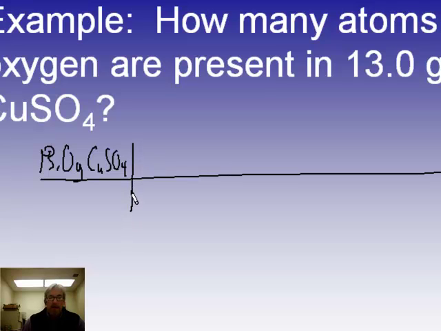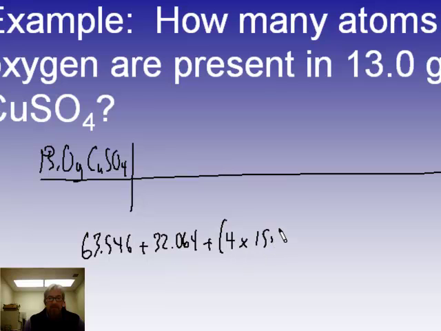I'm going to have to change this into moles before I can do anything, so I'll find the molar mass of copper sulfate. That means 1 copper, 1 sulfur, and 4 oxygens all added together. Copper is 63.546 times 1, plus sulfur 32.064 times 1, plus for the oxygen I'm going to have 4 moles times 15.999 grams for every mole. When I add this all up, I come up with 159.608 grams for every mole of copper sulfate.